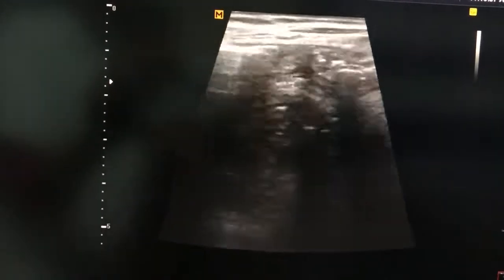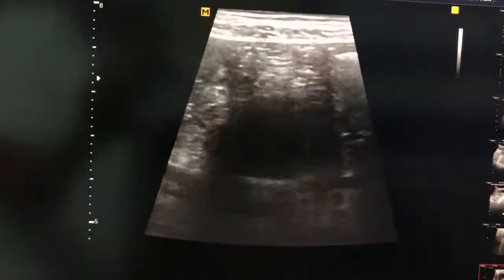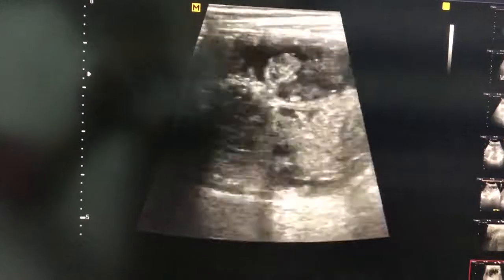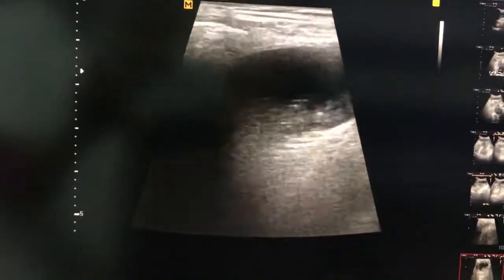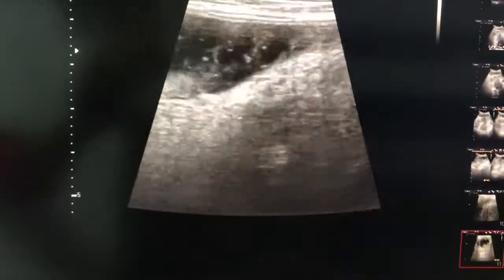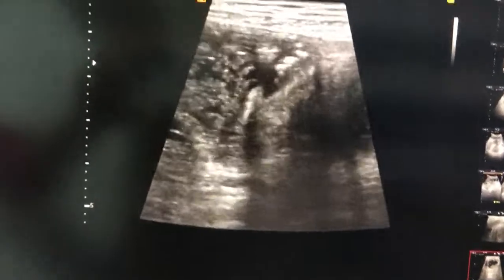This obstruction is mostly limited to the ileal loops. Large bowel is not seen clearly. Could be obstruction at the level of ileocecal junction, or requires further X-ray and CT scan.